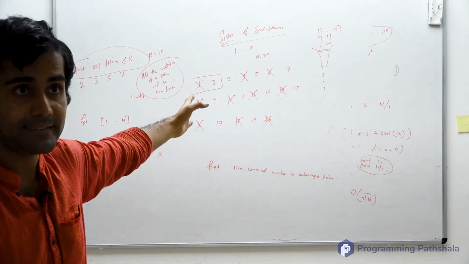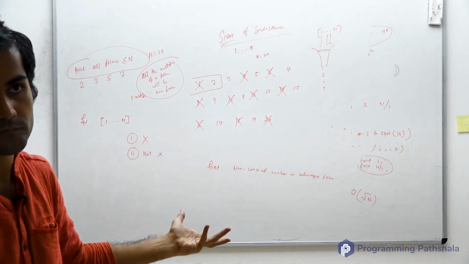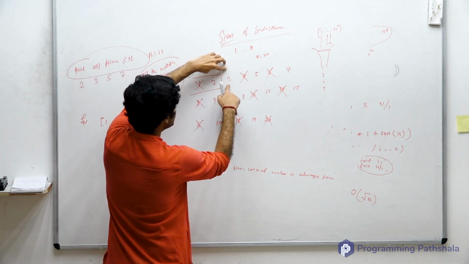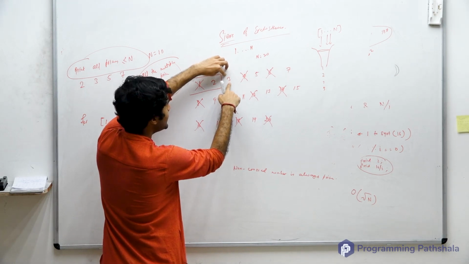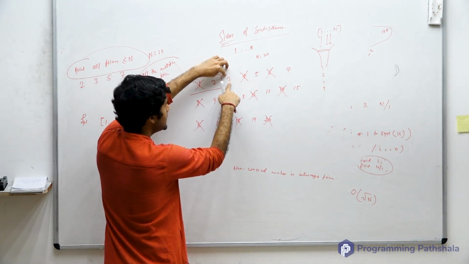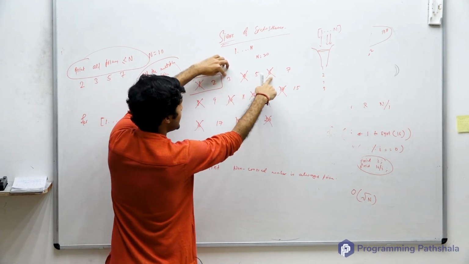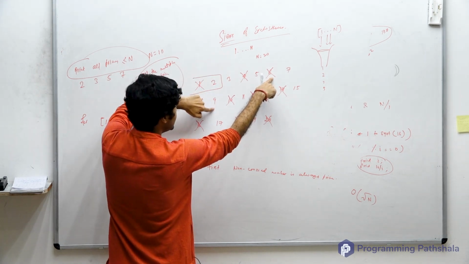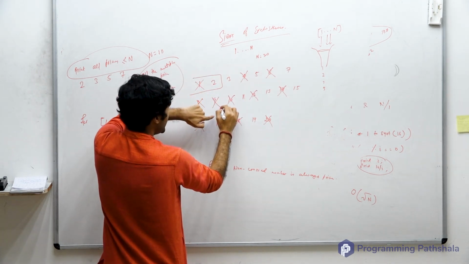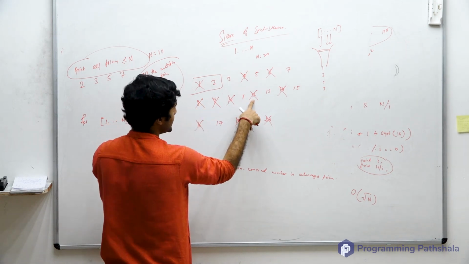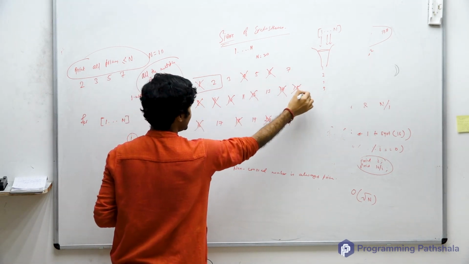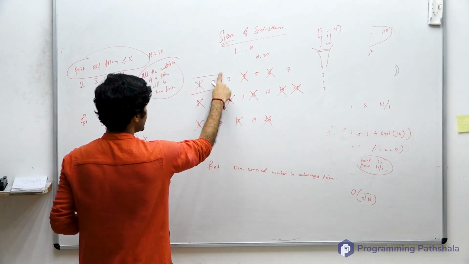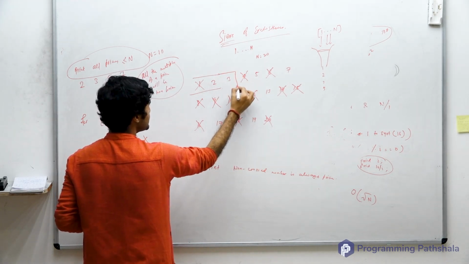And can I again say that 3 is a prime? Yes, 3 is also a prime. So now what can I do? For this 3, whatever multiples of 3 are there, I'll cut them. The multiples of 3 are 6, which is already cut, so no need of cutting again. 9, it is not cut, so I'll cut it. 12, already cut, so no need to cut. 15, I'll cut it. 18 was already cut. 21 does not exist. So now I am done with this portion.